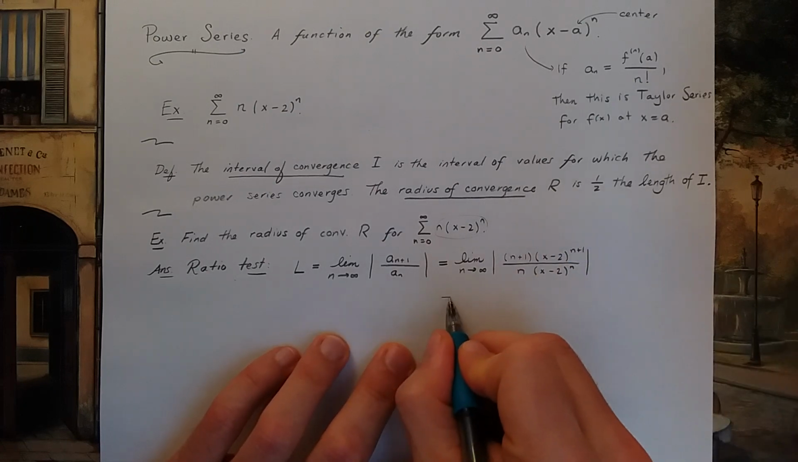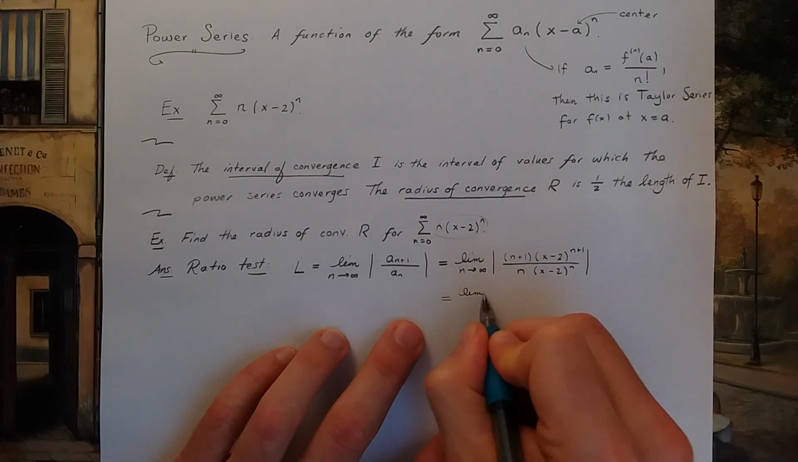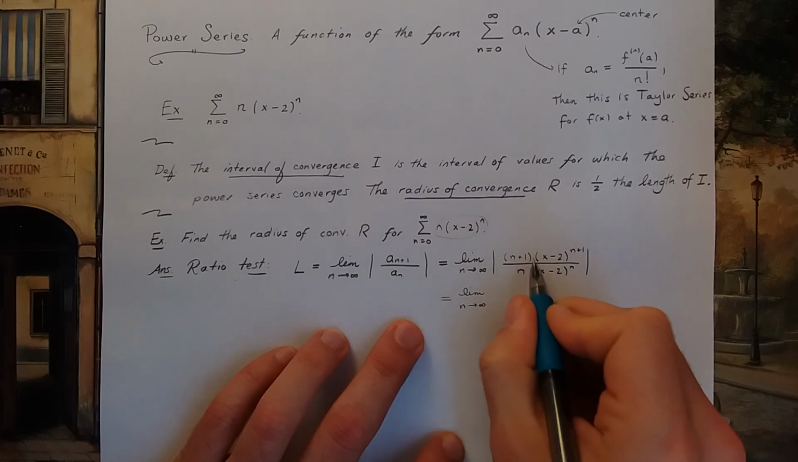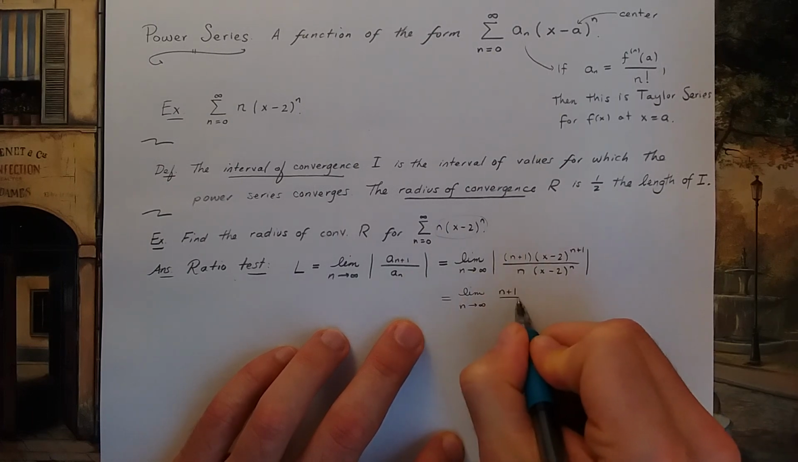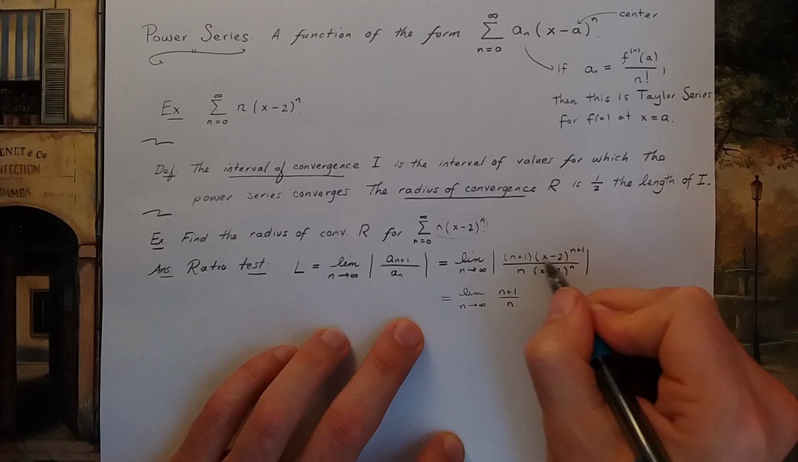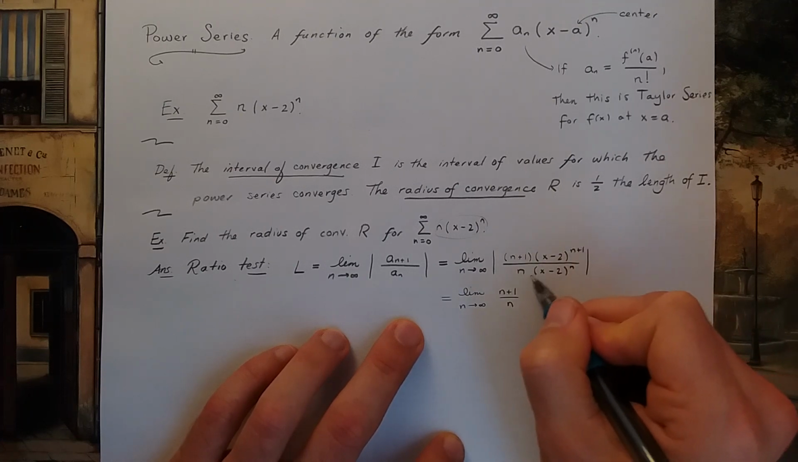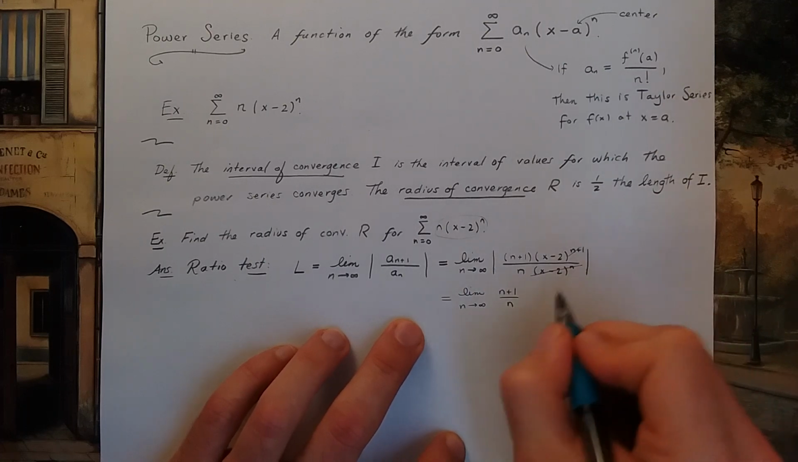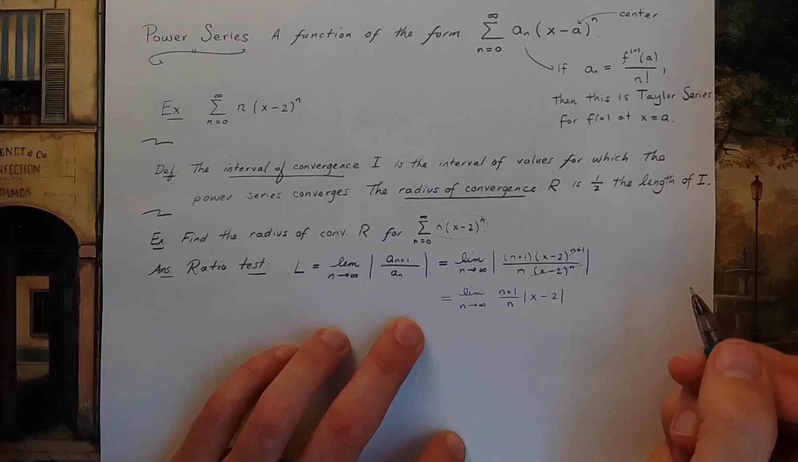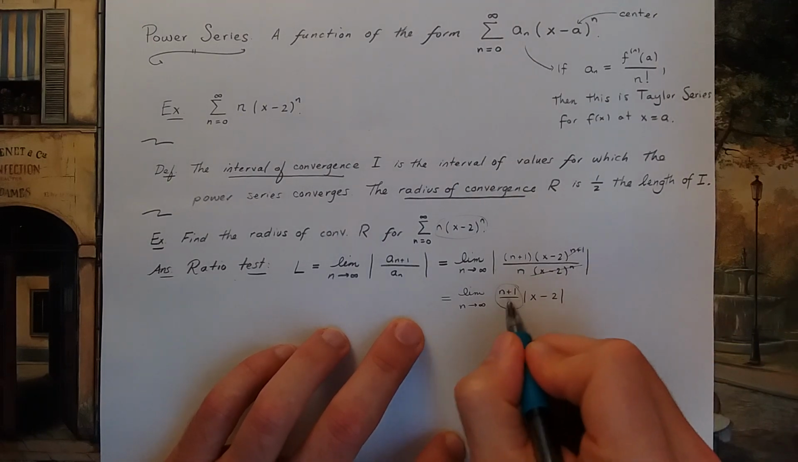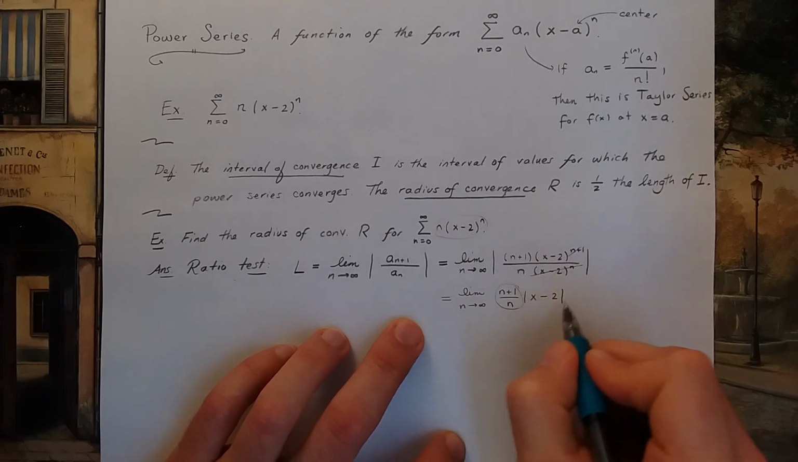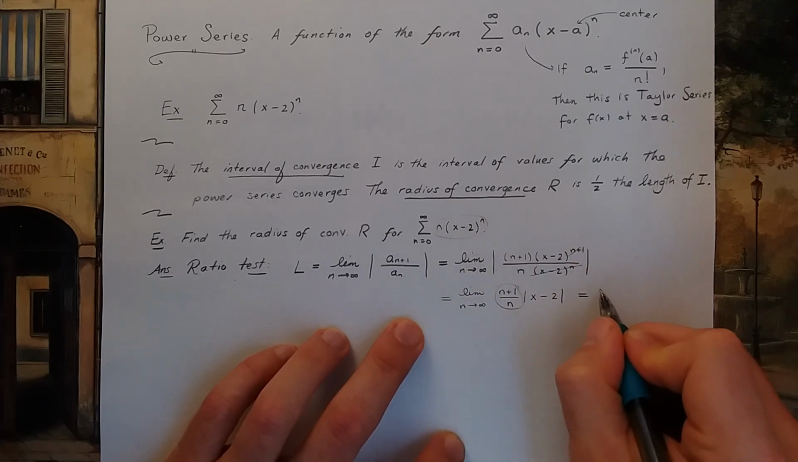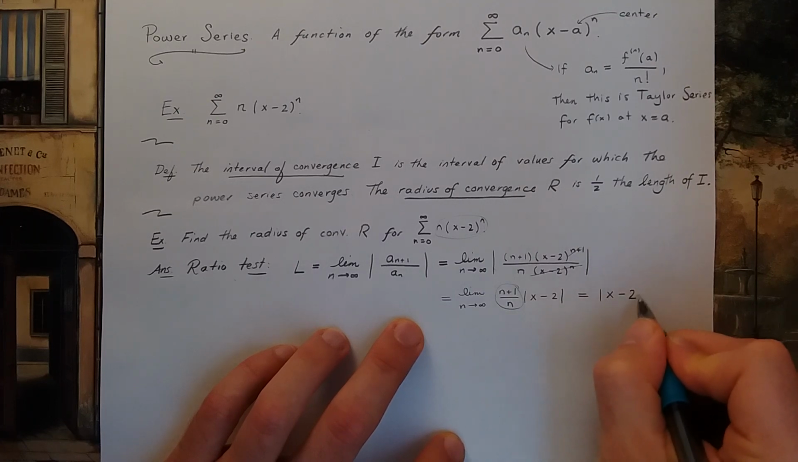Okay, so this is the limit as n goes to infinity. I have n plus 1 over n. And then these x minus 2 terms almost all cancel. They all cancel on the bottom, and 1 is left on the top. I still have absolute value. So the absolute value of x minus 2. Now, the limit of n plus 1 over n, that part's 1. So the entire limit is the absolute value of x minus 2.